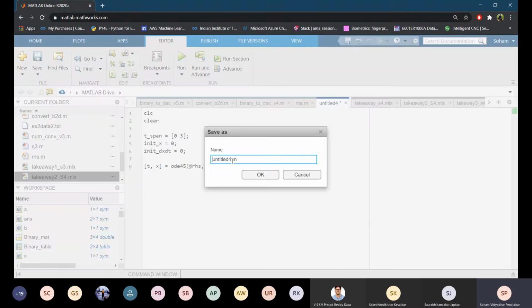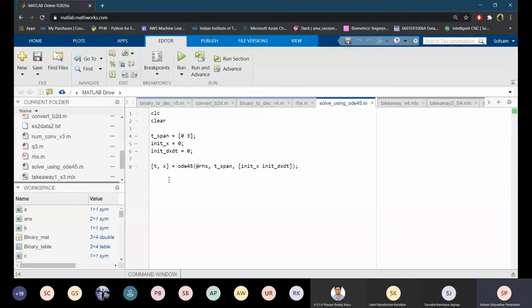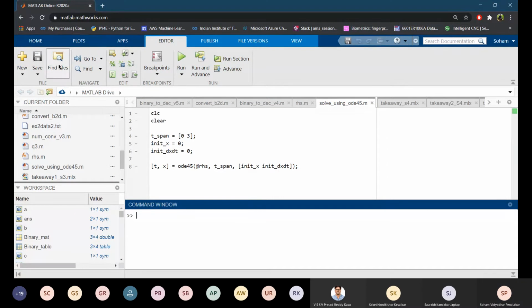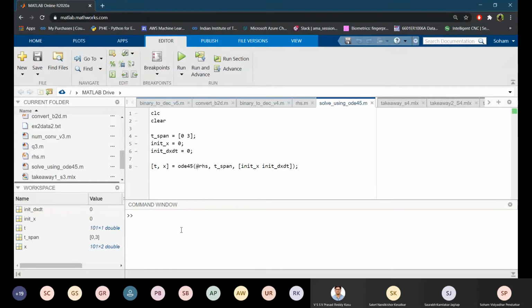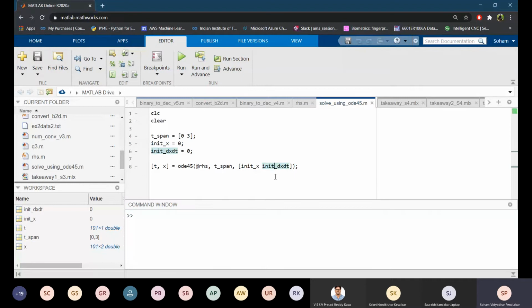Let's see, first save it as solving using ODE45. Okay, now I'll just run this. Let's see what happens. Command window. Run. So yeah, the running execution is complete. Now we need to plot it to see.